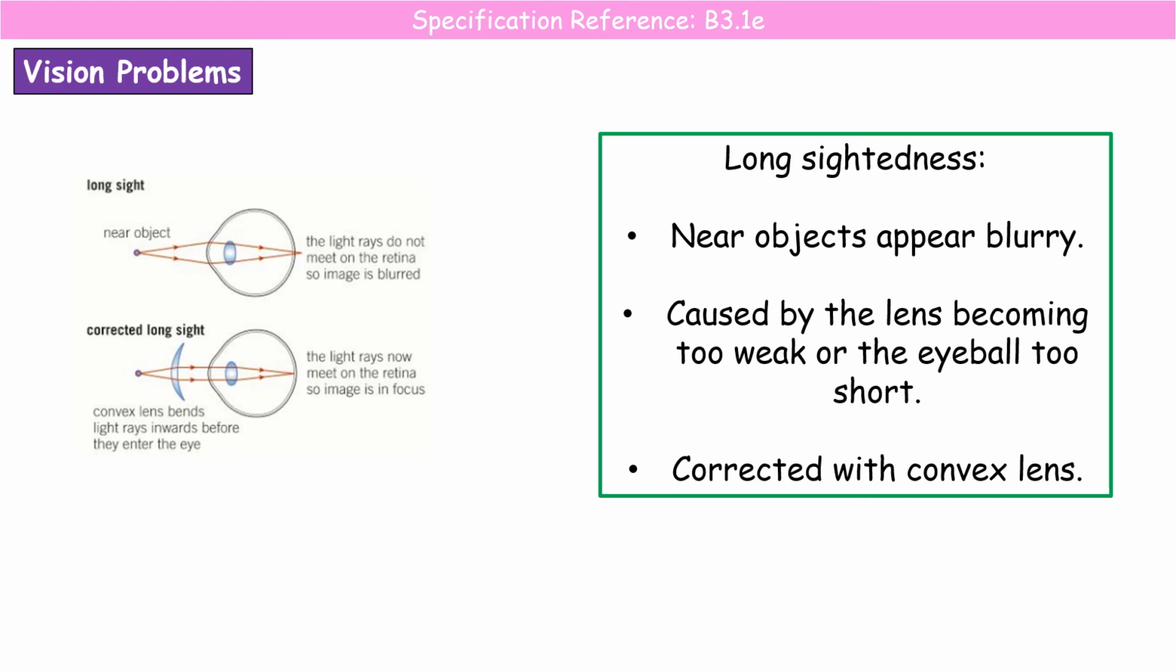Long sight, that means that near objects are blurry, but ones in the distance are lovely and clear. This is where the lens is too weak or your eyeball is too short, so the opposite of what we saw for short sight. And the way we correct it is with a convex lens. So long sight corrected with a convex lens, because what that does is it bends the light slightly inwards before it enters the eye, again bringing it to a perfect focus on the retina.